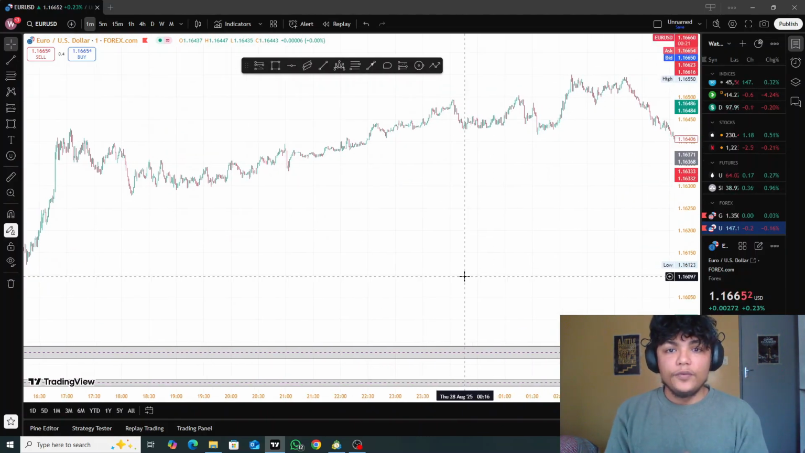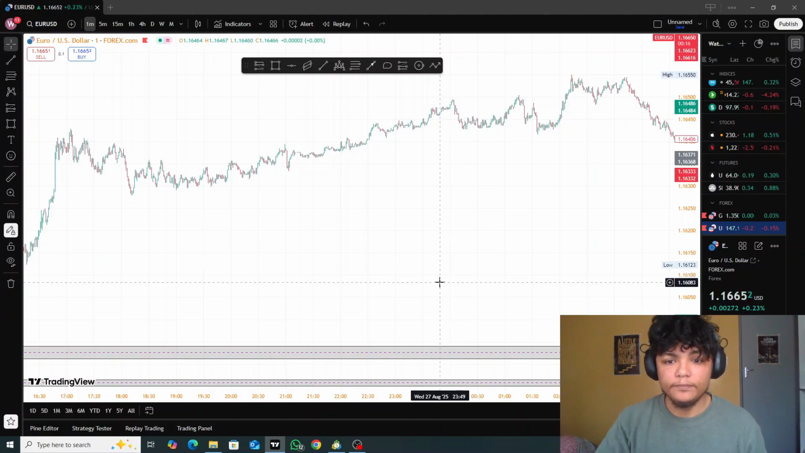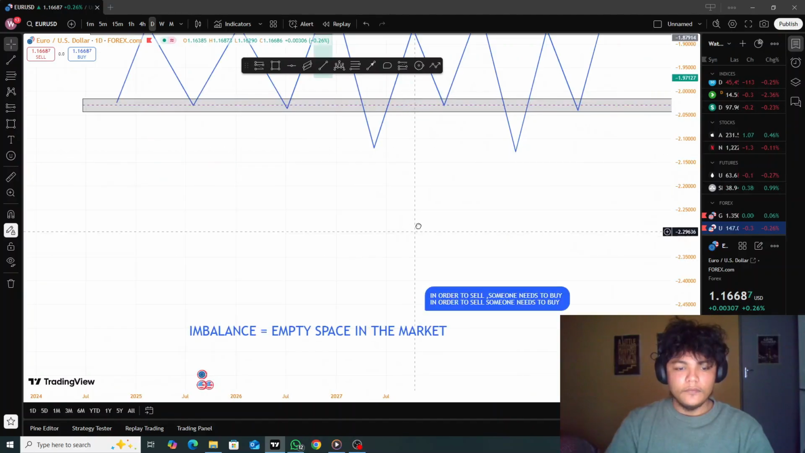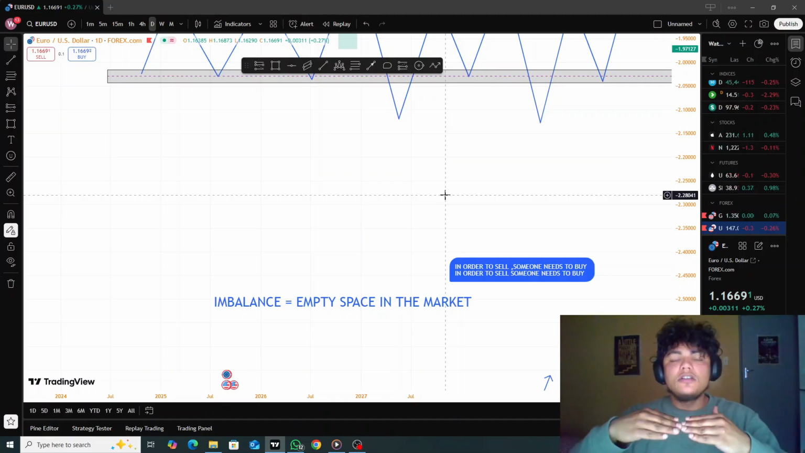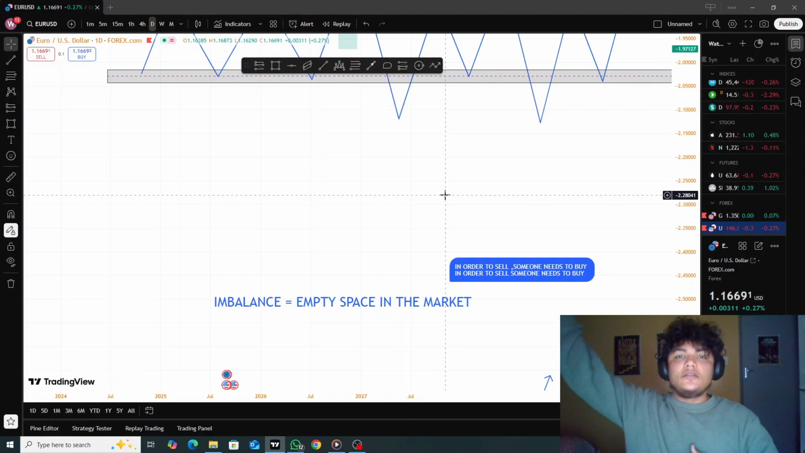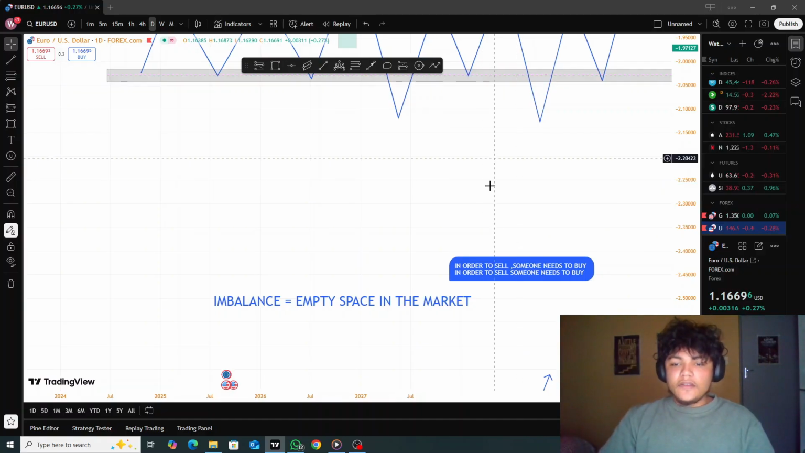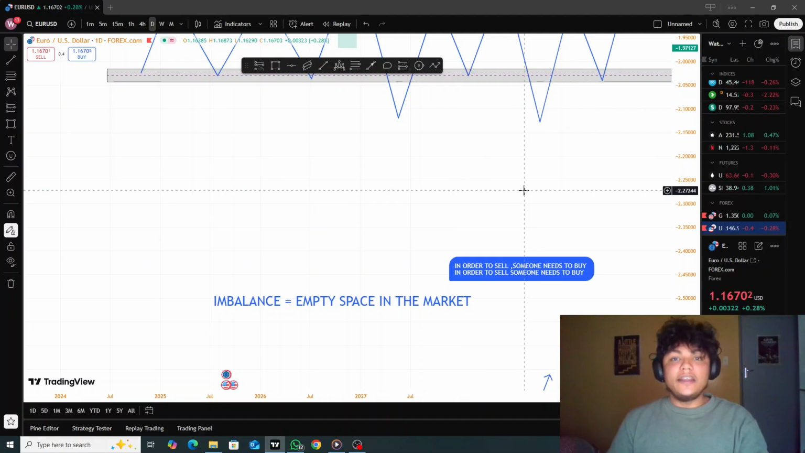Okay guys, so this is it for liquidity. I'm now going to talk about imbalances. What is an imbalance? Now an imbalance, guys, it's just an empty space in the market. The market went up too quickly. So in order to sell, someone needs to buy, and in order to buy, somebody needs to sell. So the market needs to fill in those empty spaces in order for it to go further up or down.